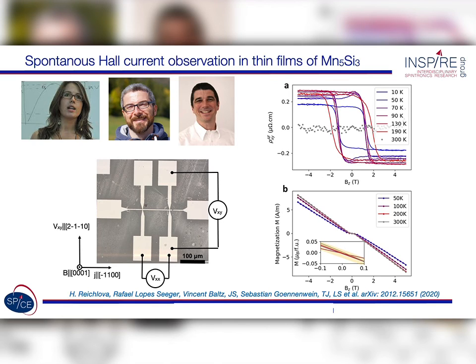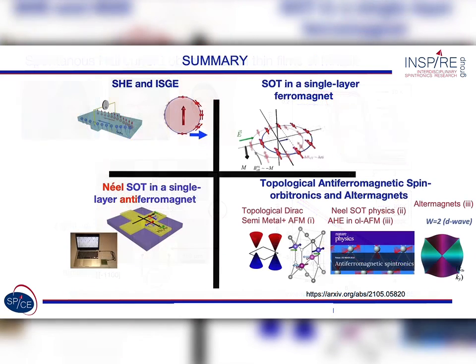Whereas in the ruthenium oxide, it has been established clearly by different groups that these are collinear antiferromagnets. In the ruthenium oxide, the challenge is to identify the orientation of the order. So with this, I think I'm out of my time. I think I have one minute to tell you about the summary.